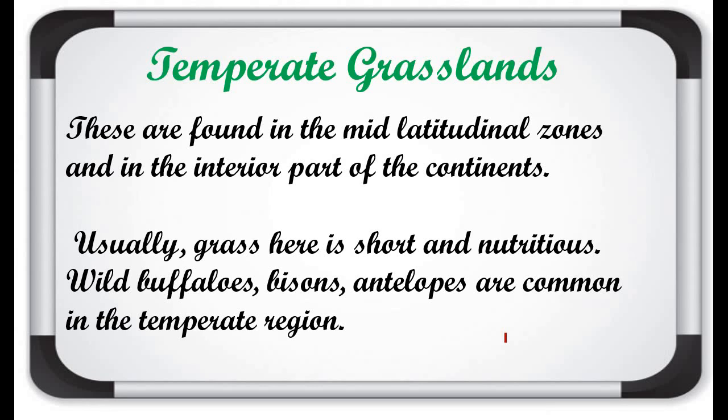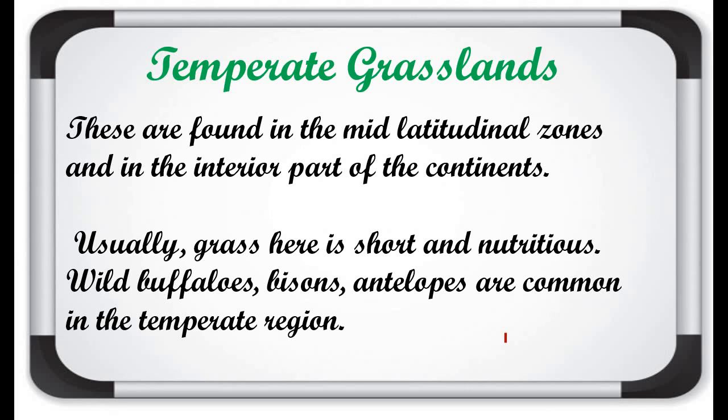And prairies in North America, that is the main example of the temperate grassland, and it is also known as the wheat basket of the world, as wheat is grown in large amounts here. Okay, so now we have discussed two types of grassland, tropical grassland and temperate grassland.